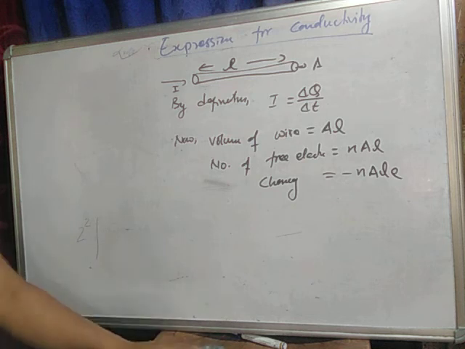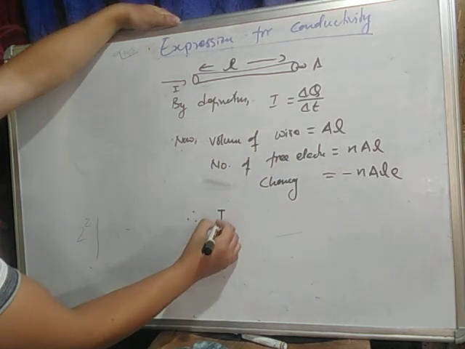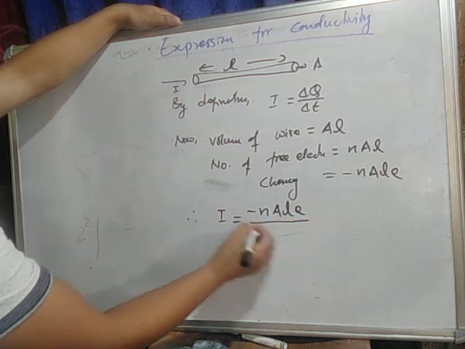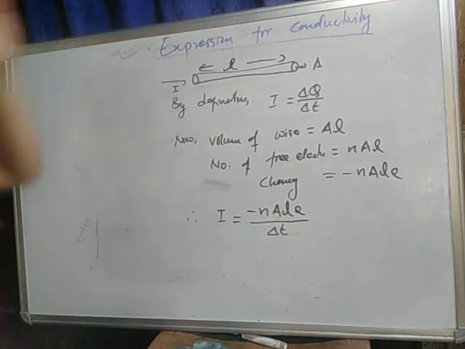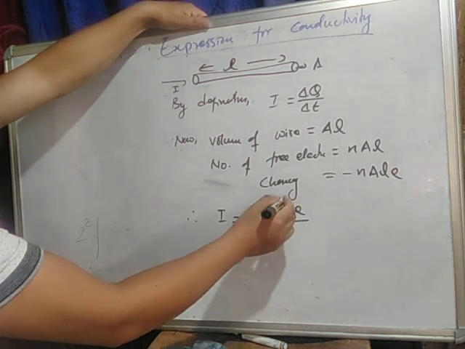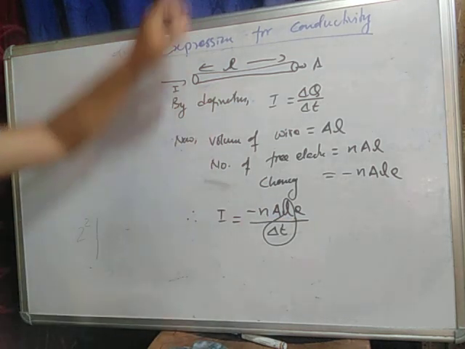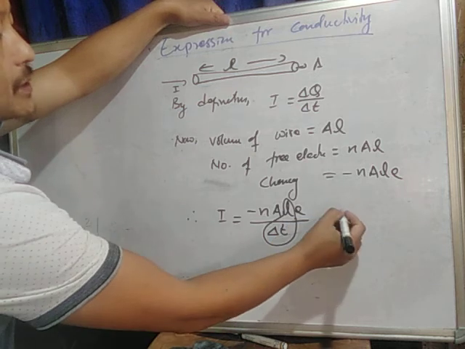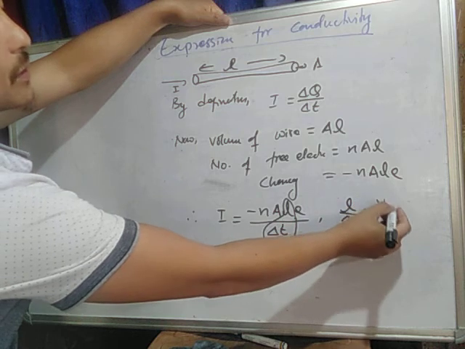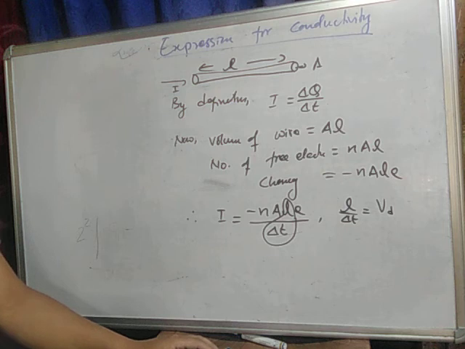So next write down. So therefore charge done, isn't it? So therefore I equals to how much? Minus n A L e divided by delta t. Clear? So now see this one. What is this? Length of a conductor per unit time. What is that? Since L by delta t equals to how much? v_d, drift velocity, isn't it? Length per unit time is your drift velocity.